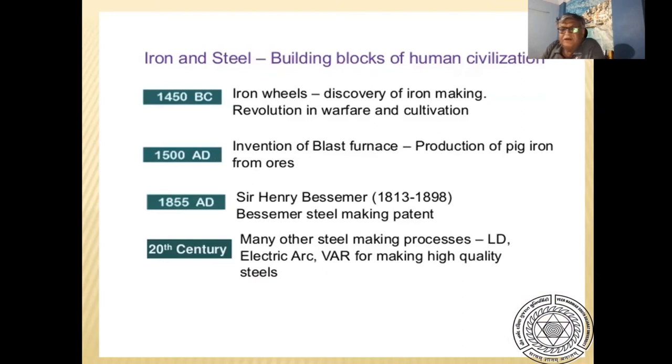warfare and cultivation. In 1500 AD, the invention of the blast furnace made the production of pig iron from ores possible. In 1855 AD, Sir Henry Bessemer patented the Bessemer steel making process. In the 20th century, many other steel making processes became possible, such as electric arc, through which we can avail high quality, high grade steel.